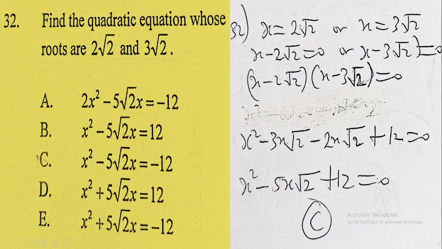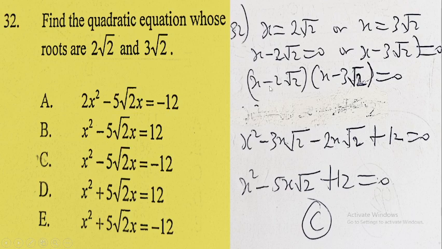If that is the case, we can take this 2 root 2 to this side. That will give us x minus 2 root 2 equals 0, or x minus 3 root 2 equals 0. If the two of them are equal to 0, that means their product should give us 0 as well. So when you multiply the two of them together, it should give us 0. And when you now open the bracket, x times x will give us x squared. x times minus 3 root 2 will give us minus 3x root 2. Minus 2 root 2 times x will give us minus 2x root 2.